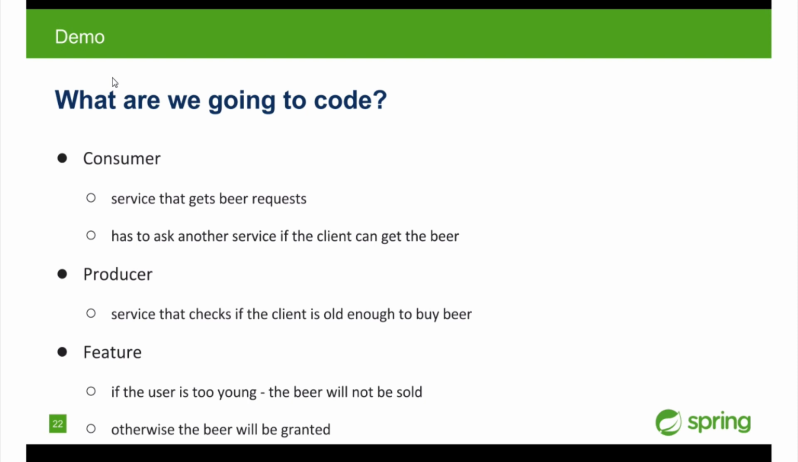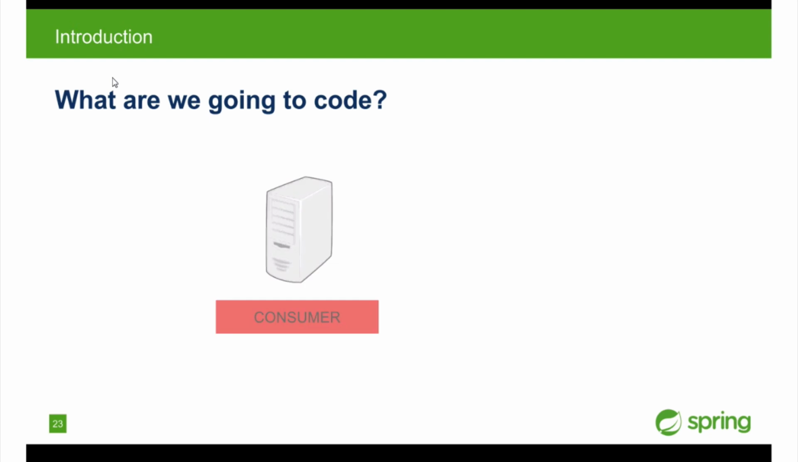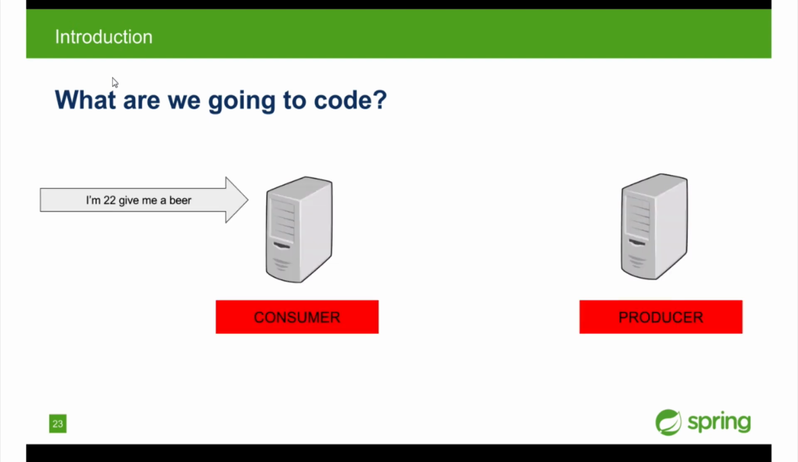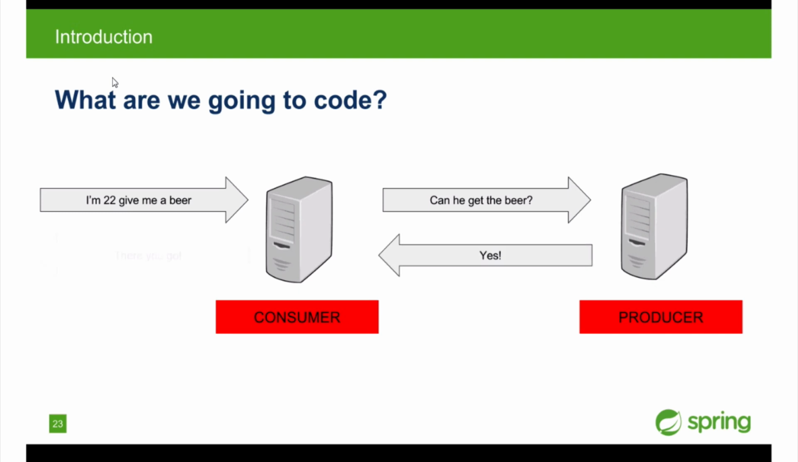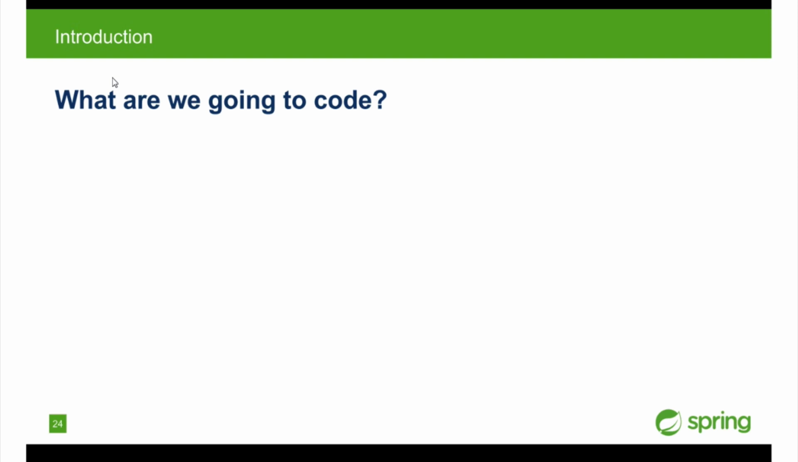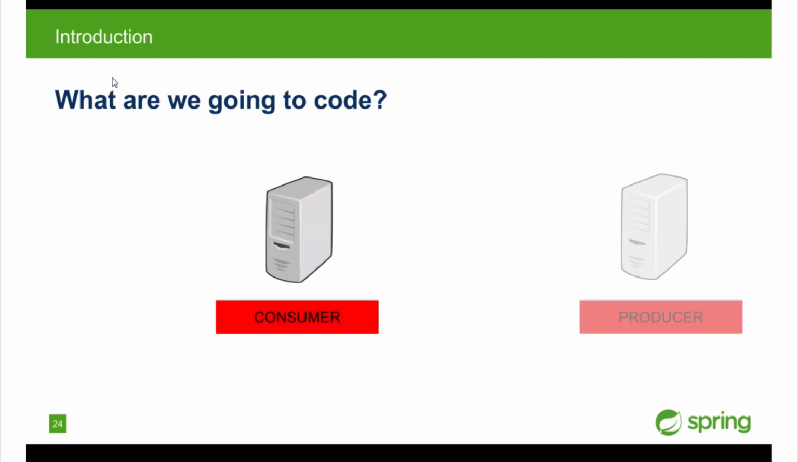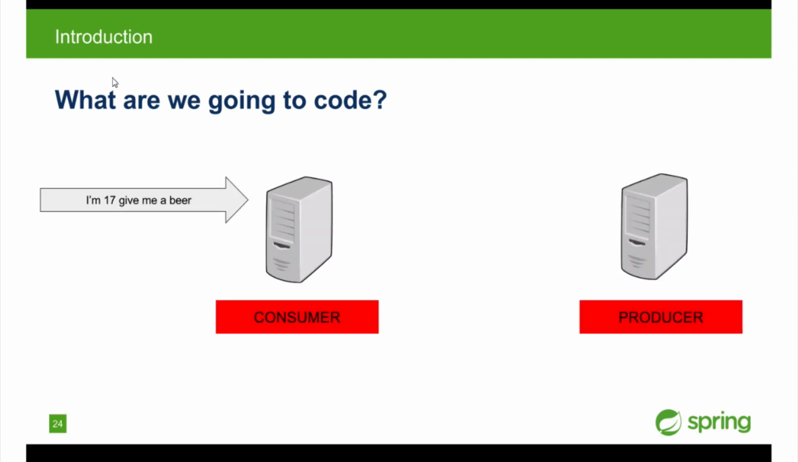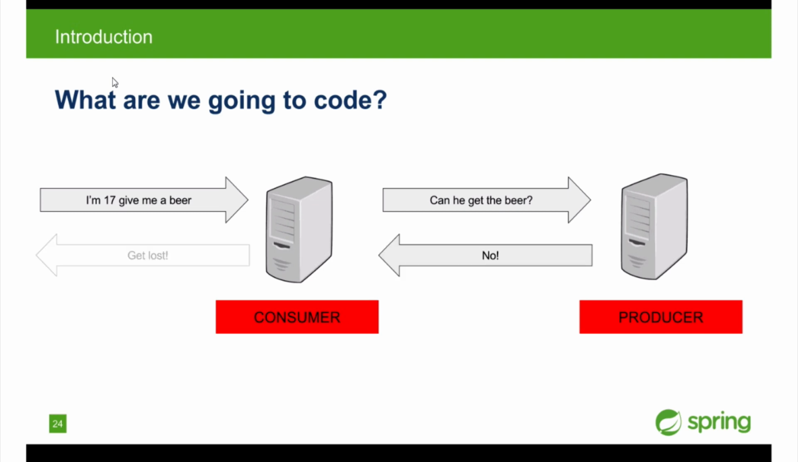So how does it look? Somebody comes to the bar and says, I'm 22, give me a beer. So the consumer app has to ask, hey, can he get the beer? And the answer is yes. So the consumer says, there you go. And the second feature: you have the consumer and the producer, and somebody comes to the bar and says, I'm 17, give me a beer. So the consumer asks the producer, can he get the beer? And the answer is no, so we say get lost. Typical stuff that happens in a bar.